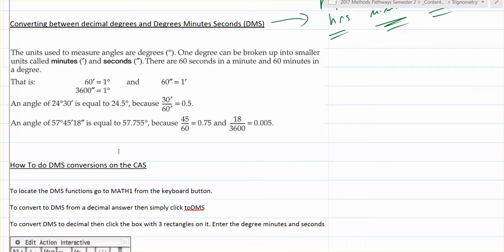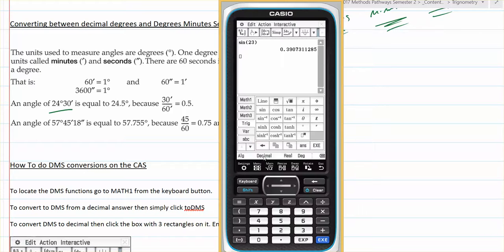So let's look at the angle 24 degrees 30 minutes. I want to convert 24 degrees 30 minutes into a decimal. You go to Maths 1, you click the button with the three boxes, and enter 24 degrees, 30 minutes. I don't have any seconds, so you just leave it blank. So it's 24.5. Let's say I want to convert 57 degrees, 45 minutes, and 18 seconds. Then I get 57.755.